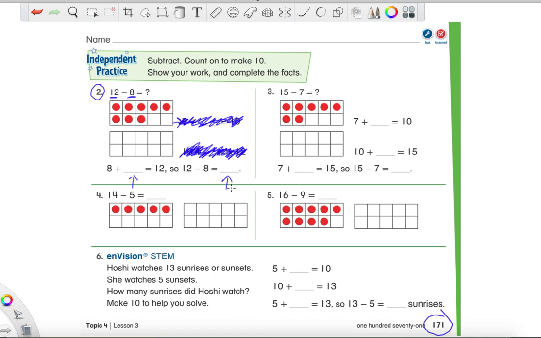Okay, if you're still working on this, that is okay. Pause the video, take your time, then hit play when you're ready. If you're all done, let's check your work. Make sure you got the correct answer.